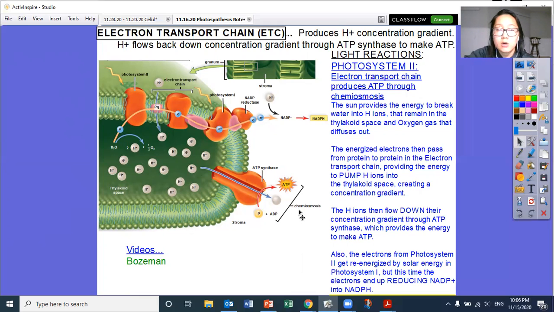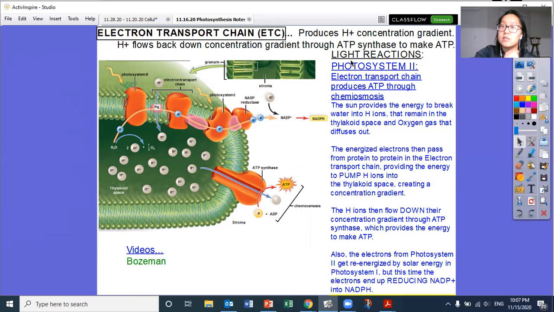Okay, so this is called chemiosmosis because molecules are moving in osmosis and it's affecting chemicals, building or breaking chemicals, and here it's building. Okay, so overall in photosystem 2, the electron transport chain is producing ATP through chemiosmosis. So this whole thing right here that we've talked about is the first half of photosynthesis. We'll talk about the Calvin cycle right after this.